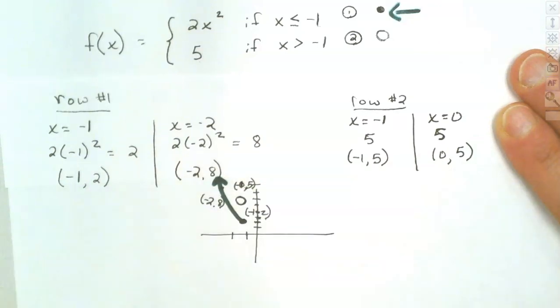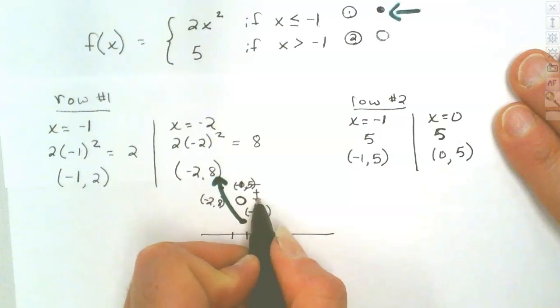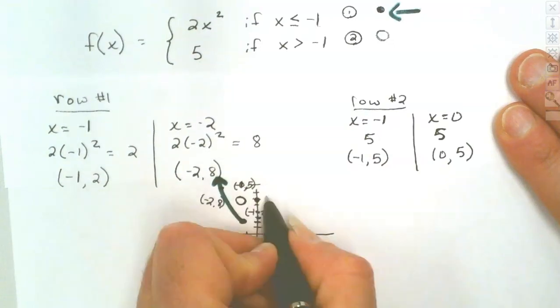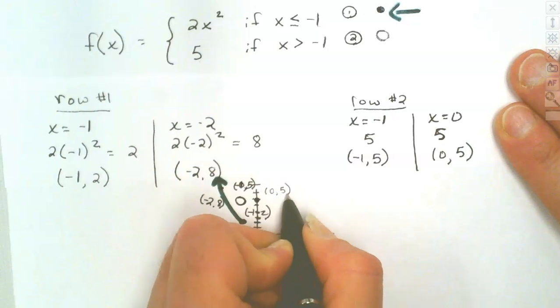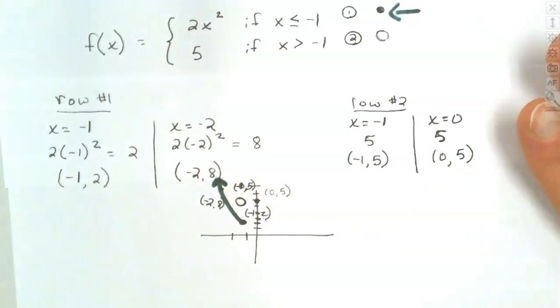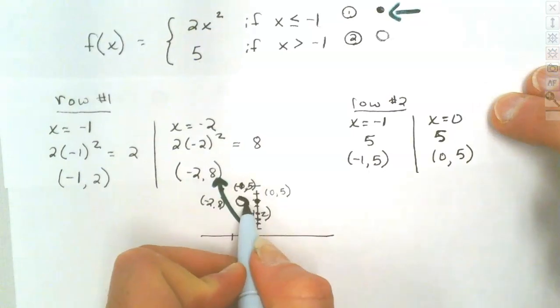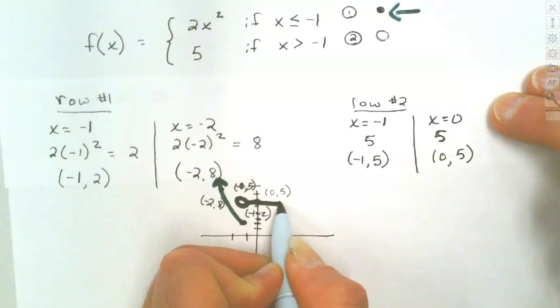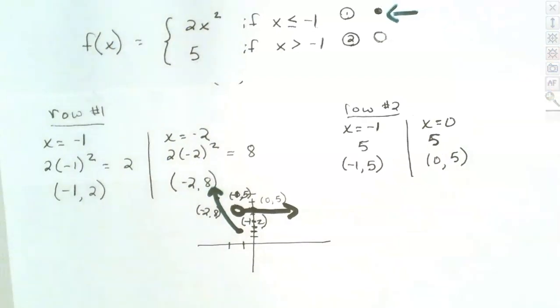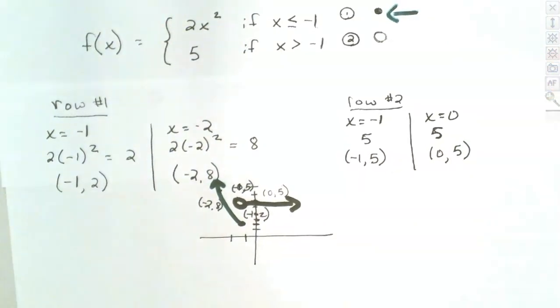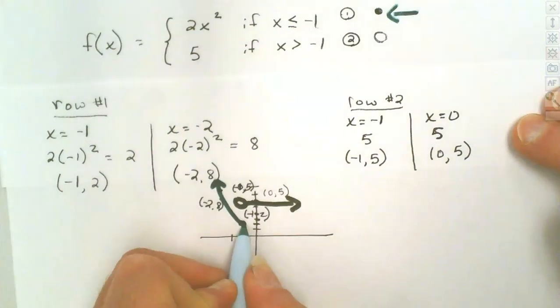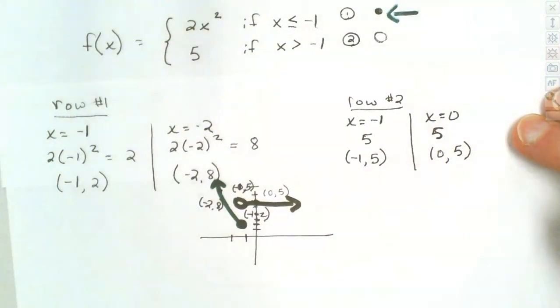And then we need another point at 0, 5, which is right here. And when we connect them together, they make a straight line. So they make a horizontal line, just like that. There is your graph. They're done in pieces. They look a little bit different than the graphs we've done before because they have to be done in separate pieces.